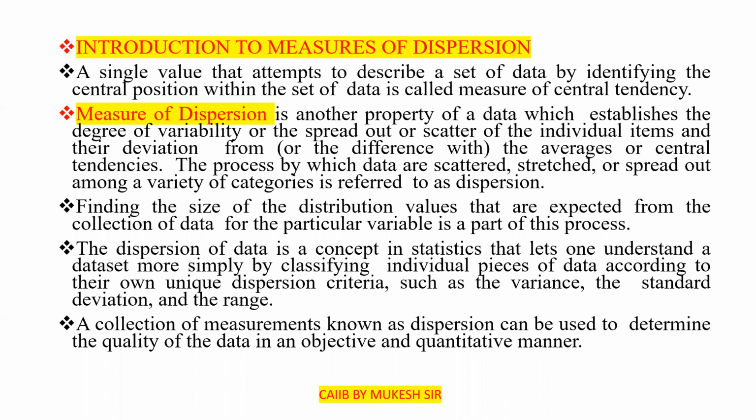Dispersion is how much the data is scattered. So what is measure of dispersion? Measure of dispersion is another property of the data which establishes the degree of variability, or the spread or scatter of the individual items, and their deviation from the averages or the central tendencies.